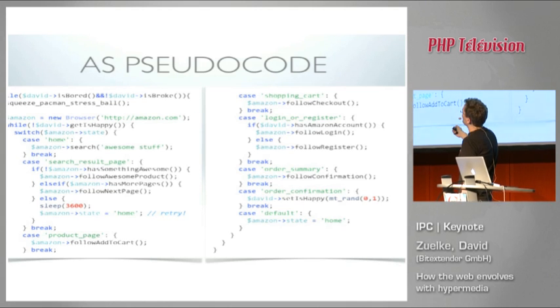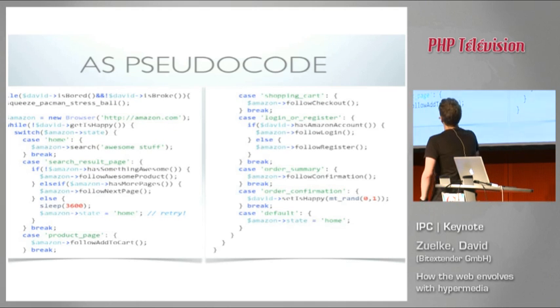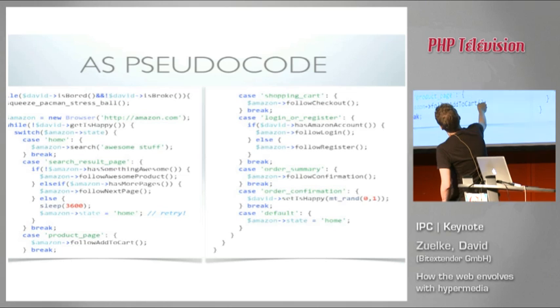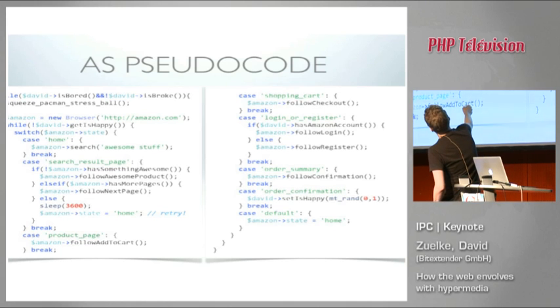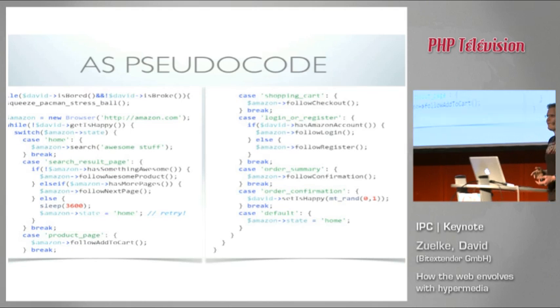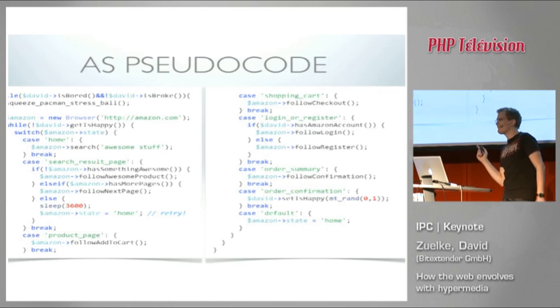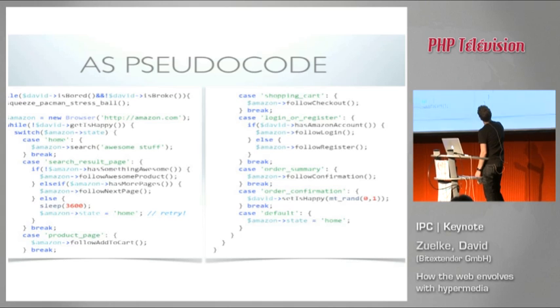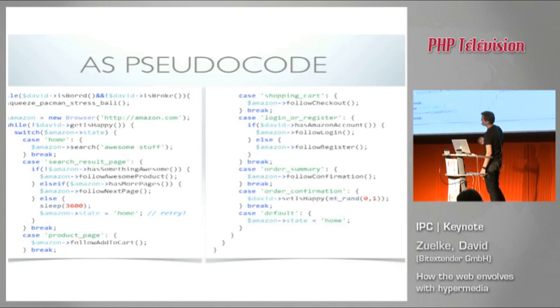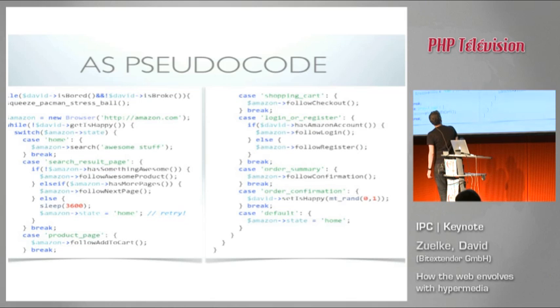So there's actually a hard-coded. But this is my state machine. Right? This is somewhere in here. So I make a new browser to Amazon.com, and while I'm not happy, I go through this state. And if I go to this page first, I'm on the home page, so it fires up a search for awesome stuff, right? And then it breaks. The while loop ends, and I'm still not happy.